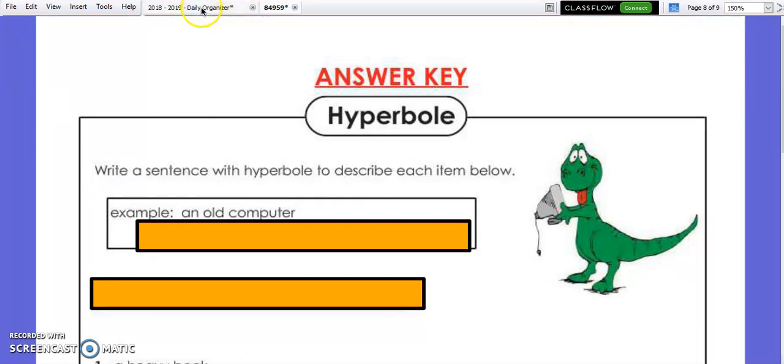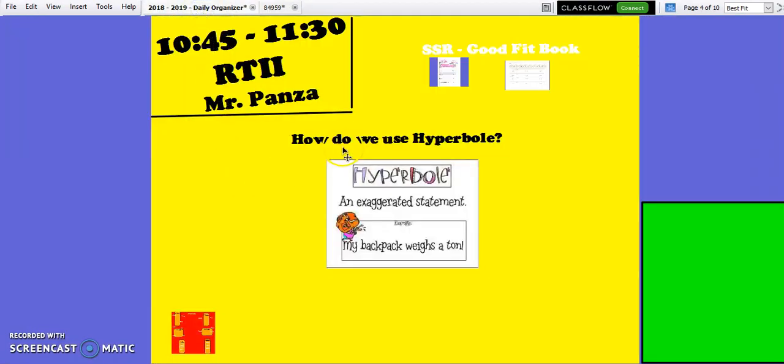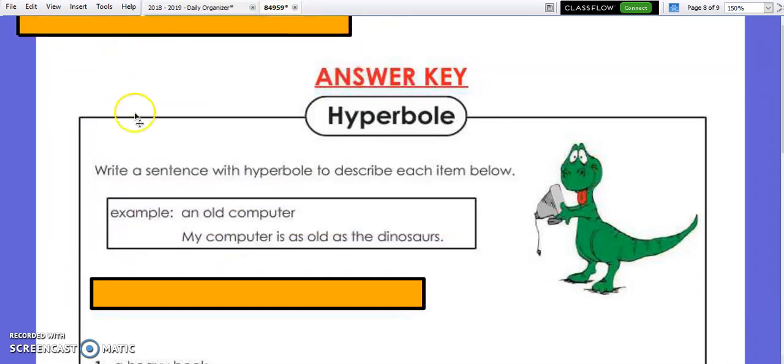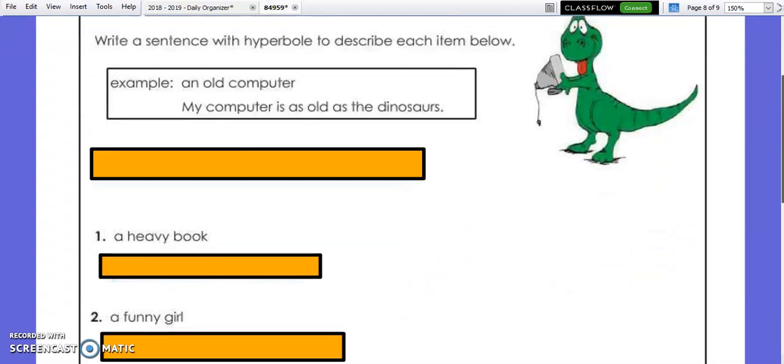Now, the main question, remember, is not just what is hyperbole, it's how we can use hyperbole. We want to use hyperbole to make our writing more interesting. So if somebody just said, I have an old computer, you could make it hyperbole by saying something more interesting, like, my computer is as old as the dinosaurs. That's now hyperbole, because it couldn't possibly be as old as dinosaurs, but it's a more interesting way to say that your computer is old.